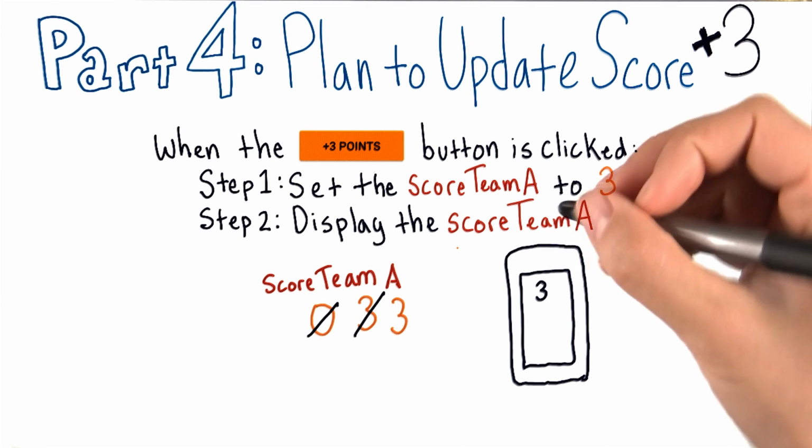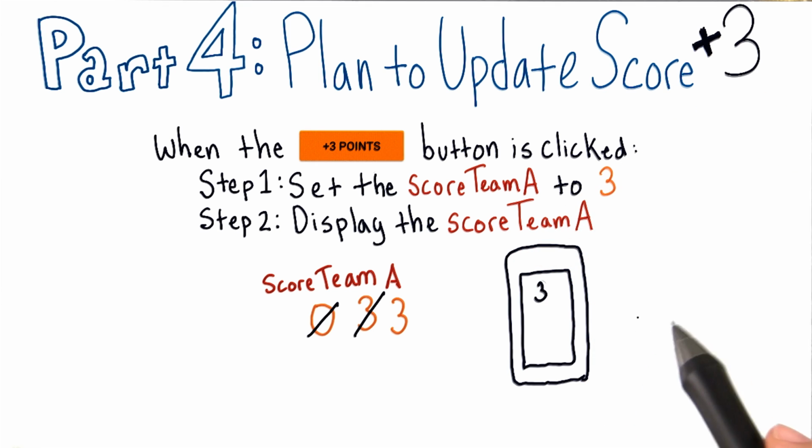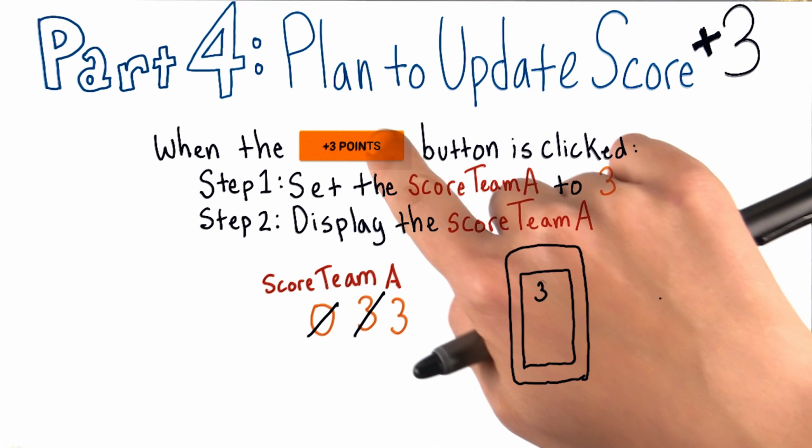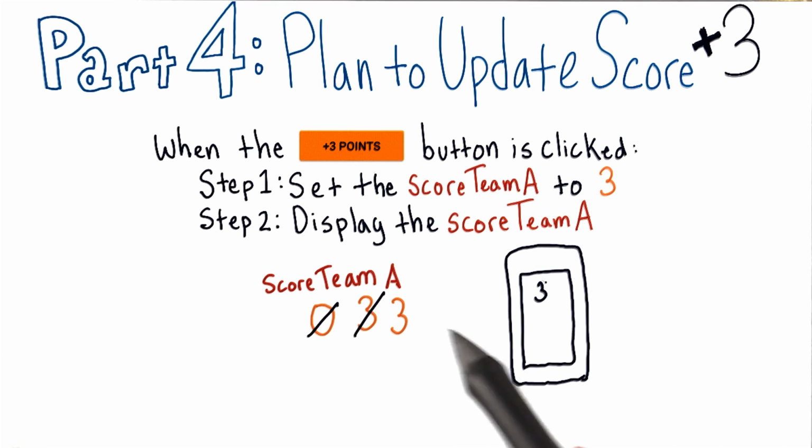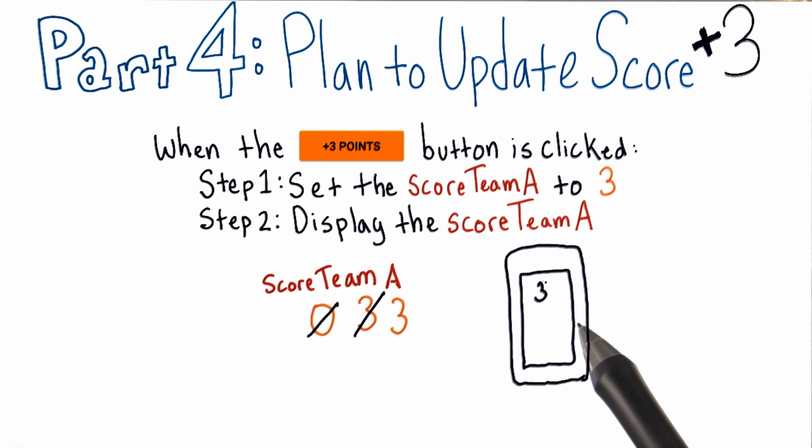And then display score team A. So, as you might be able to see, I could keep clicking +3, but it's going to just remain at 3 because it'll keep setting it to 3 and then displaying 3. This is actually essentially what we're already doing right now with the app, but instead of simply saying display 3, we're using a variable that's value is always 3.